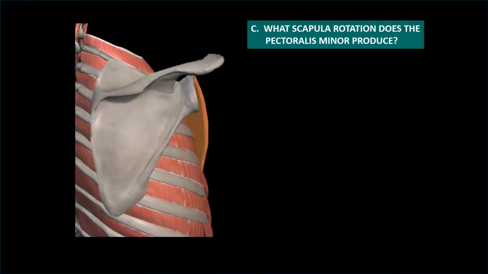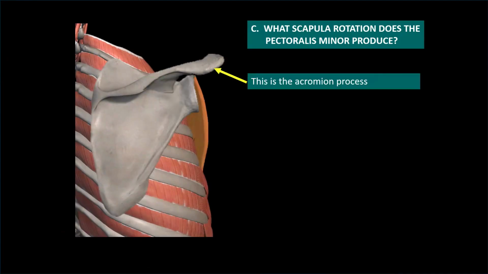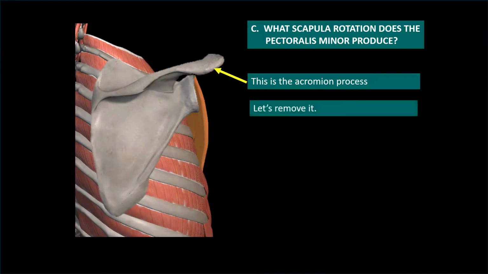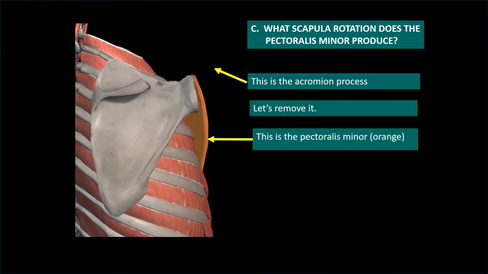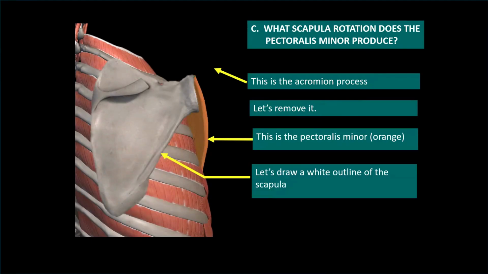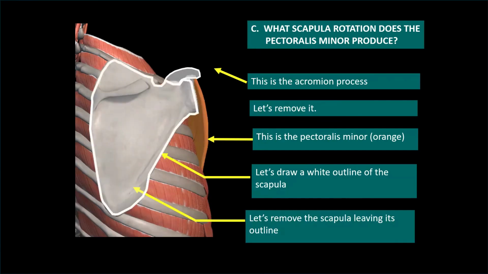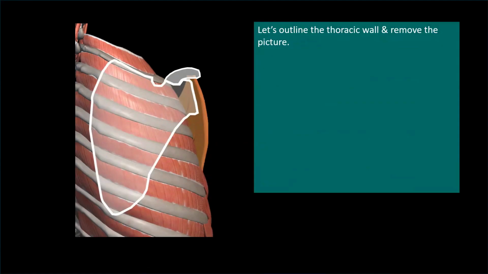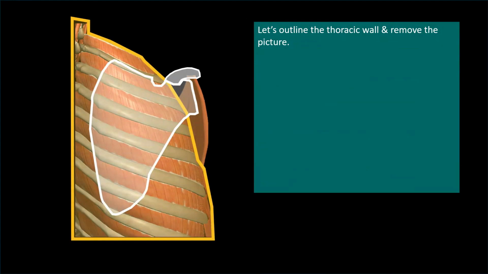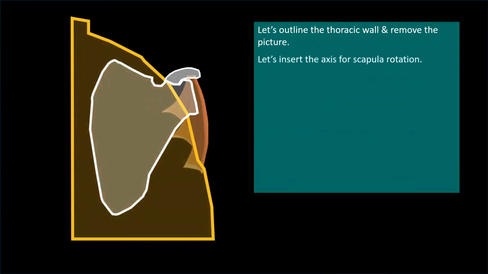C. What scapular rotation does the pectoralis minor produce? This is the acromion process. Let's remove it. This is the pectoralis minor, colored in orange. Let's draw a white outline of the scapula. Let's remove the scapula. Let's outline the thoracic wall and remove the picture. Let's insert the axis for scapular rotation.